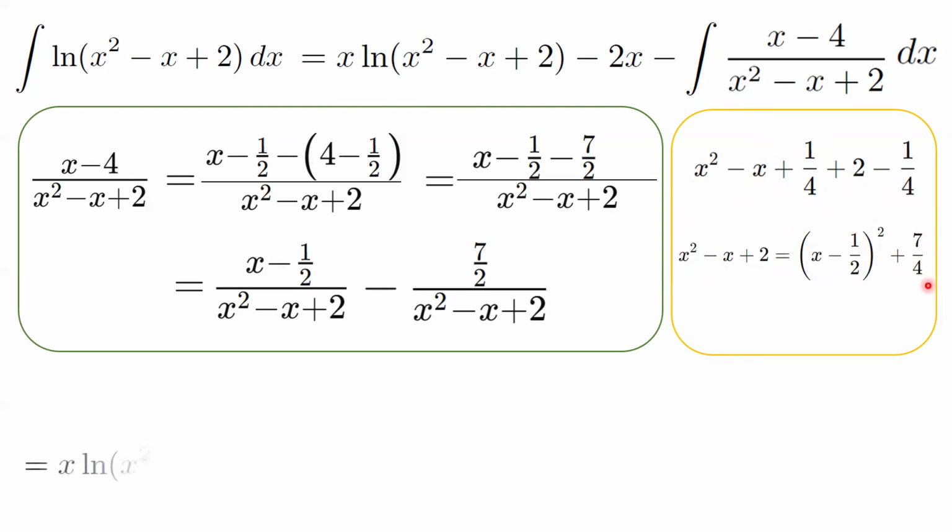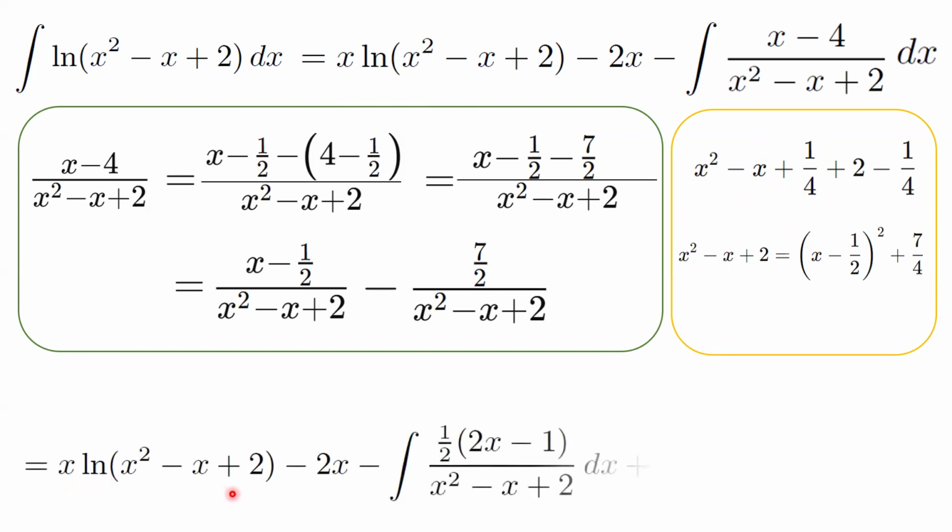Well, let's see. Our integral so far can be written as x ln of x squared minus x plus 2 minus 2x minus a half times the integral of 2x minus 1 divided by x squared minus x plus 2 dx plus 7 divided by 2 times the integral of dx divided by x minus a half to the power 2 plus 7 over 4. Right here, you can see how we broke this down into the completed square plus a constant 7 over 4. Let us continue, everybody.